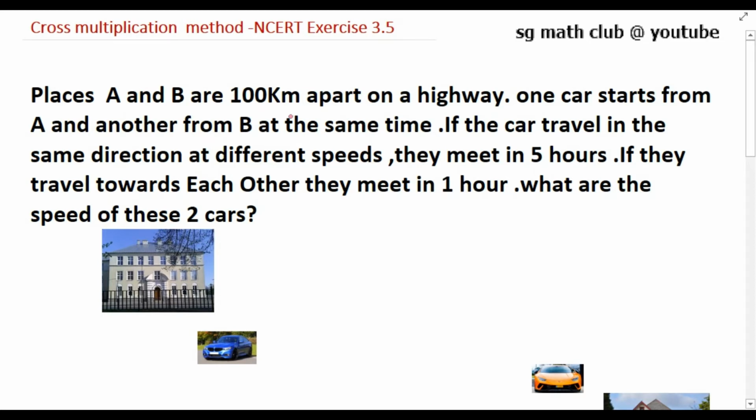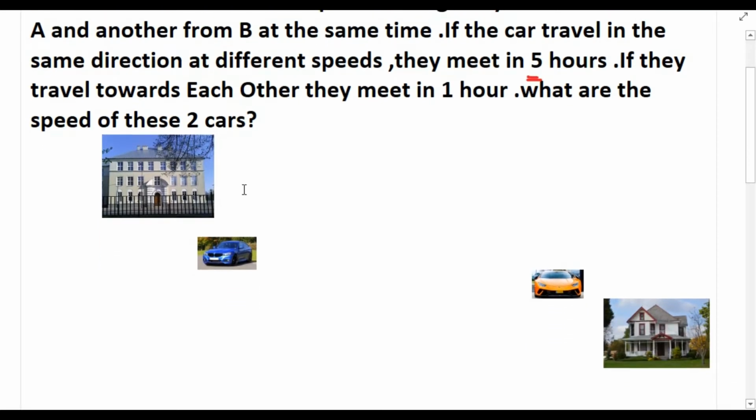Places A and B are 100 km apart on a highway. One car starts from A and another from B at the same time. If the cars travel in the same direction at different speeds, they meet in 5 hours. And if they travel towards each other, they meet in 1 hour. What are the speeds of these cars? So we'll read the question once again.